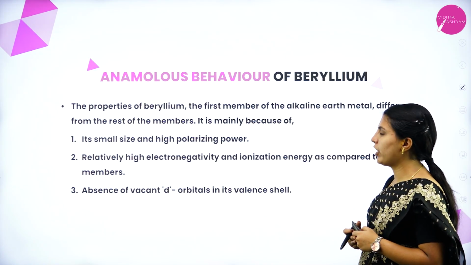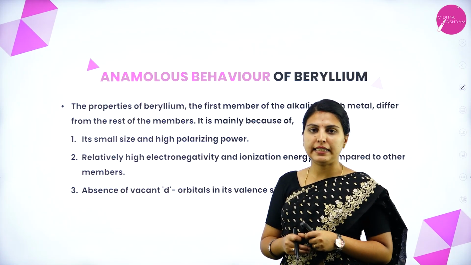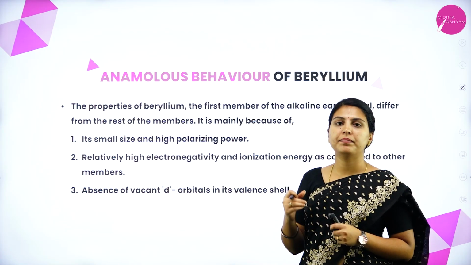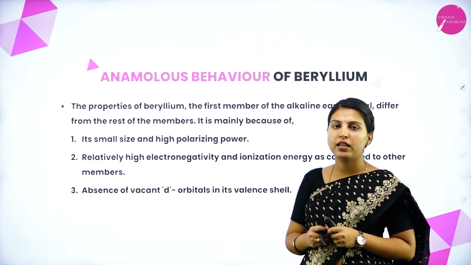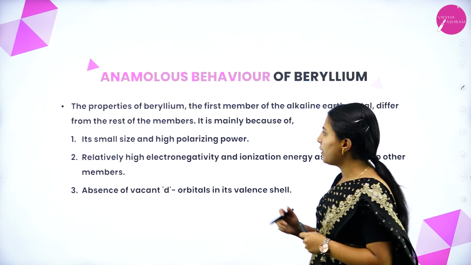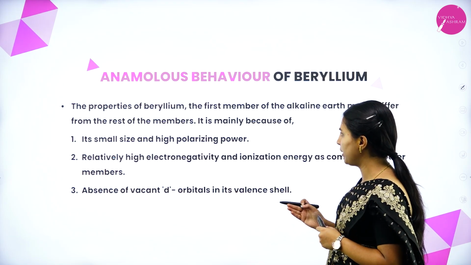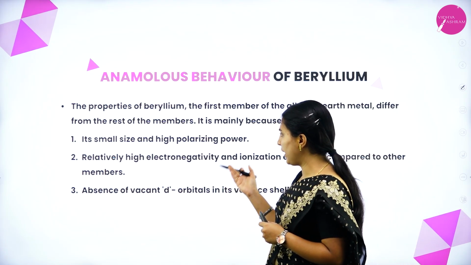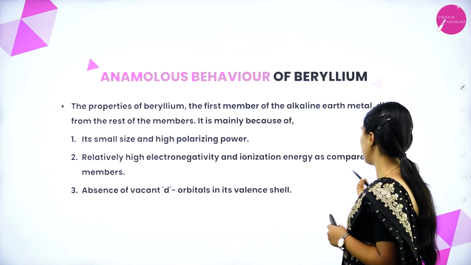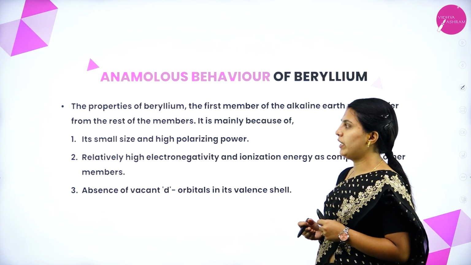Next, anomalous behavior of beryllium. In the alkali metals, we have seen the anomalous properties of lithium. Here also some properties of beryllium are not the same as the other alkaline earth metals. The properties of beryllium, the first member of the alkaline earth metals, differ from the rest. It is mainly because of its small size, high polarizing power, relatively high electronegativity and ionization energy compared to the other members, and absence of vacant d orbitals in its valence shell.